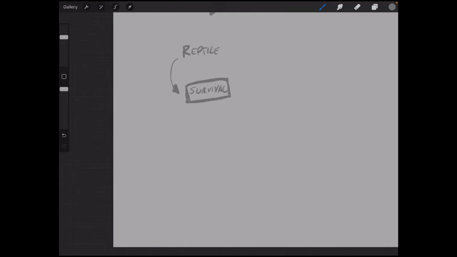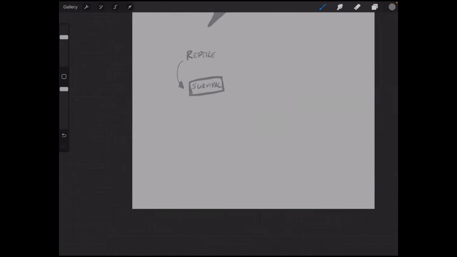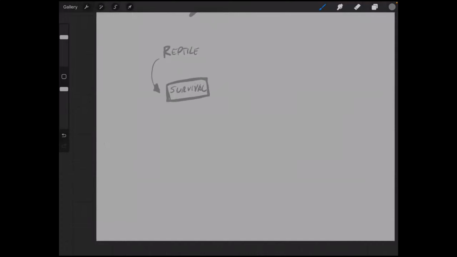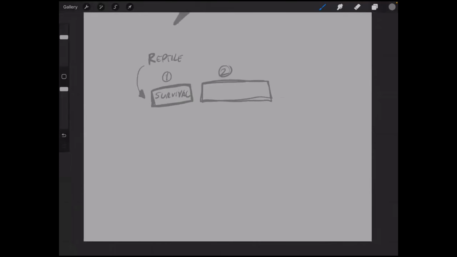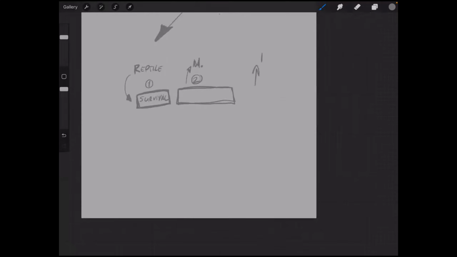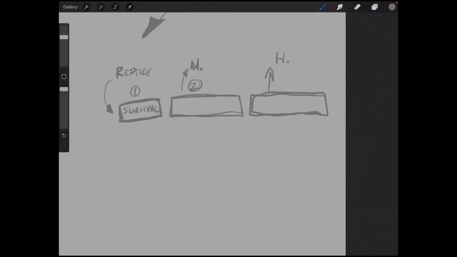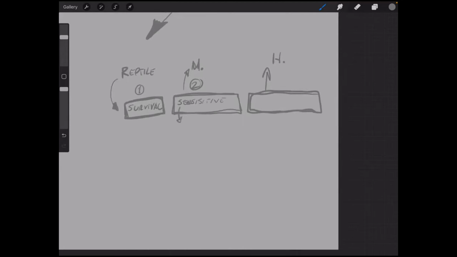But we have to go even beyond that. Why? Because we're not crocodiles. We're human beings. So we have the second part of our brain, which is like the mammals, and the third one, which is the human part. Probably in the mammal part there are more sensitive things. We have the sense of family going here.